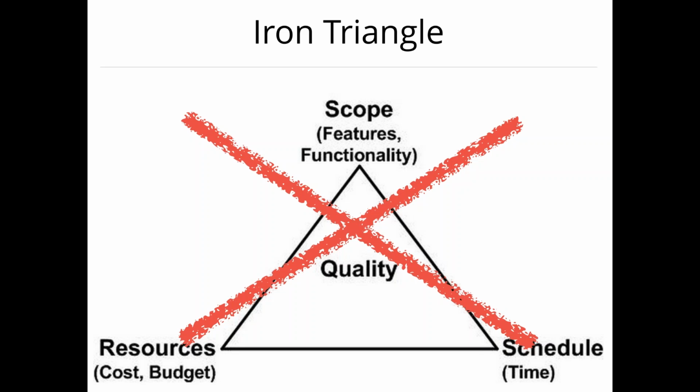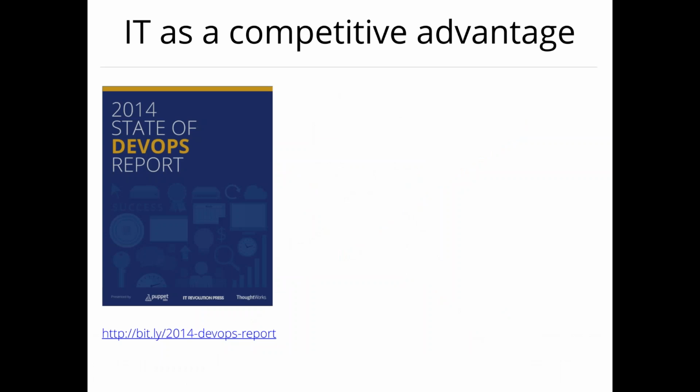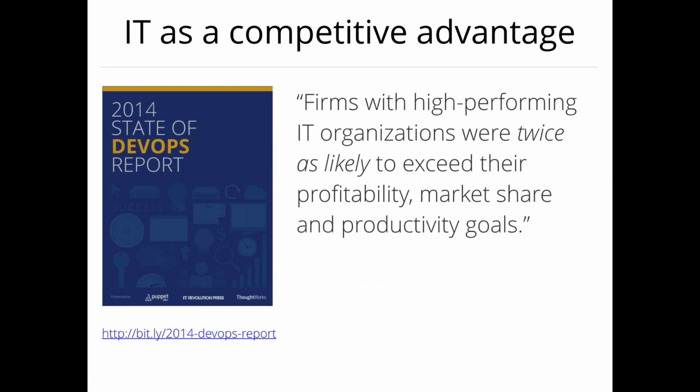So I went out to find data about improving performance. I worked with Puppet Labs and Gene Kim and IT Revolution to investigate whether companies could actually do these things in the context of IT. And what we found was pretty interesting. We found that firms with high-performing IT were twice as likely to exceed their profitability, market share, and productivity goals.